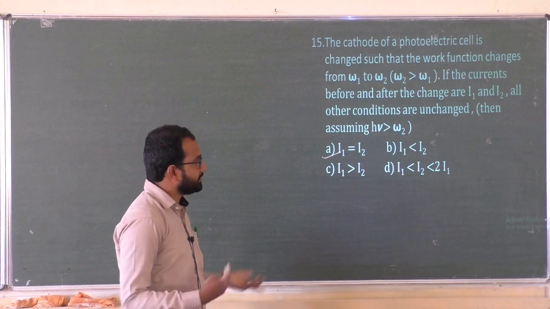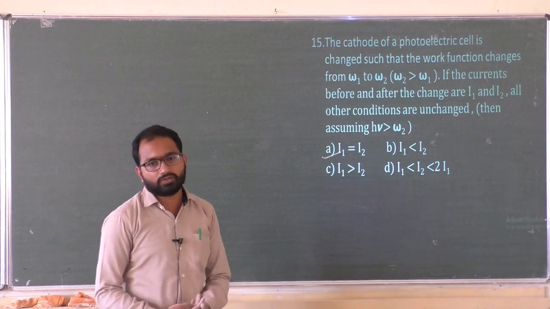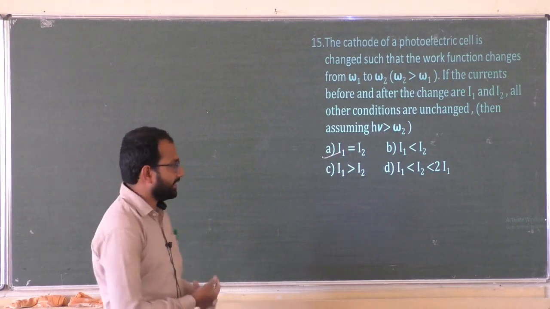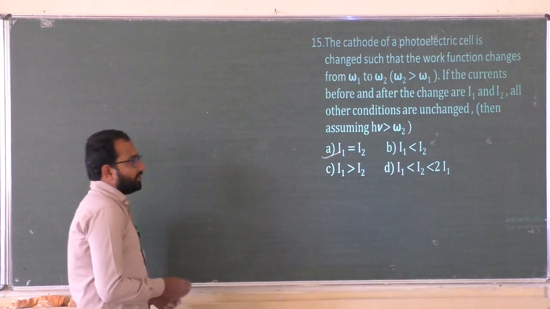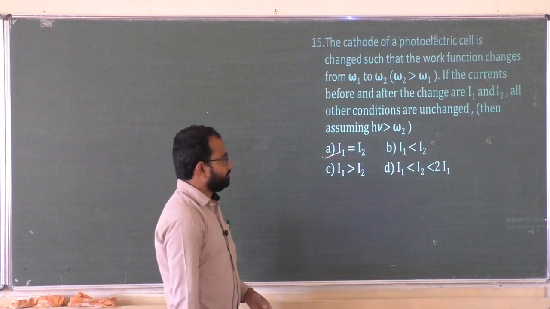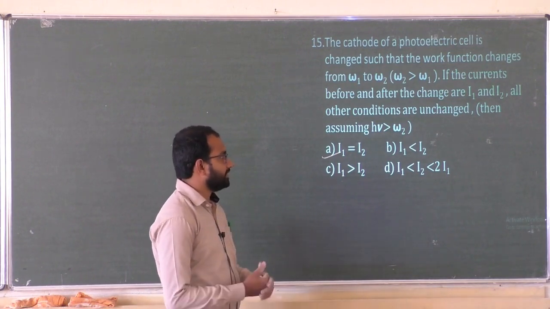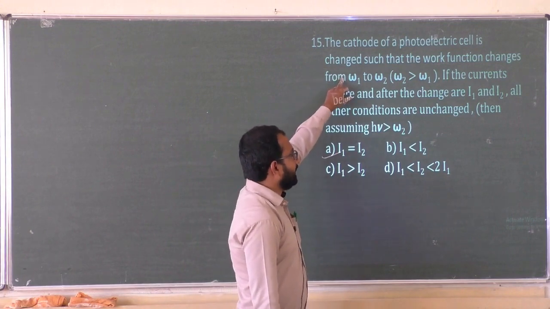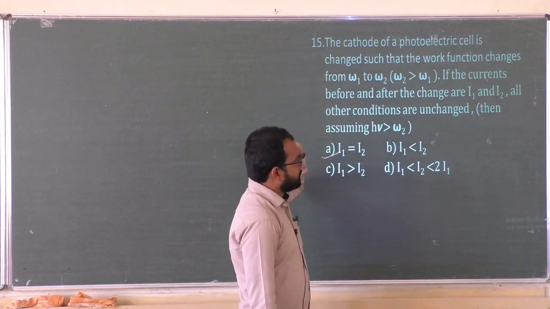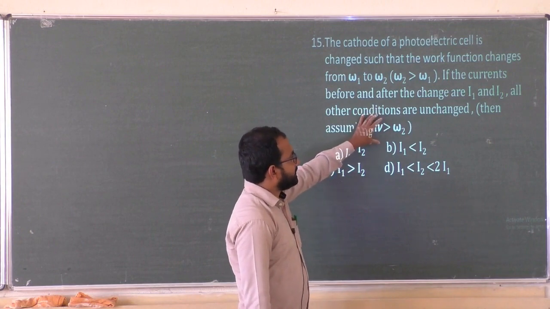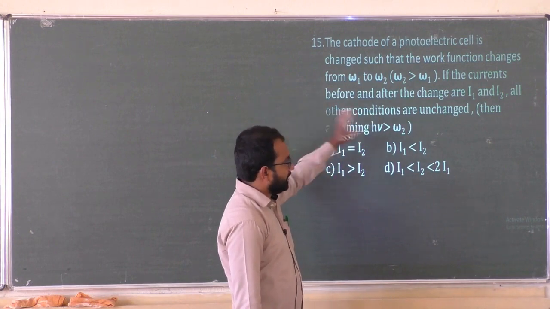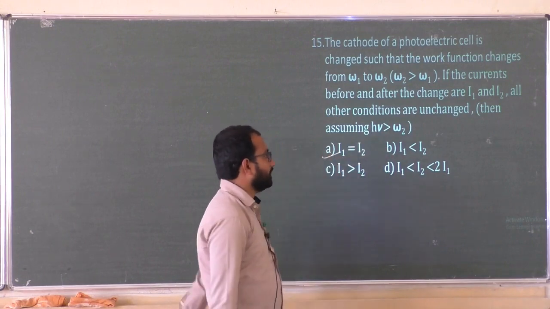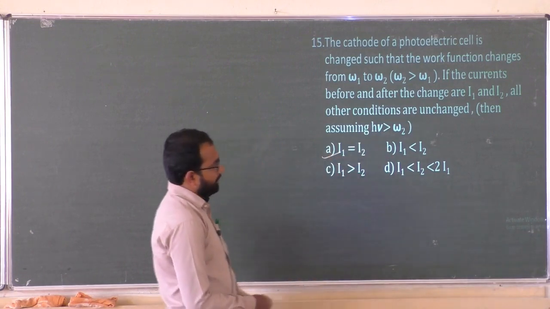If you increase the intensity, then the number of photons incident on the cathode will increase. That results in an increase in current. But you are not changing the intensity, right? Simply you are introducing a new cathode, and the intensity of photons is the same. So current will not change. That remains the same.